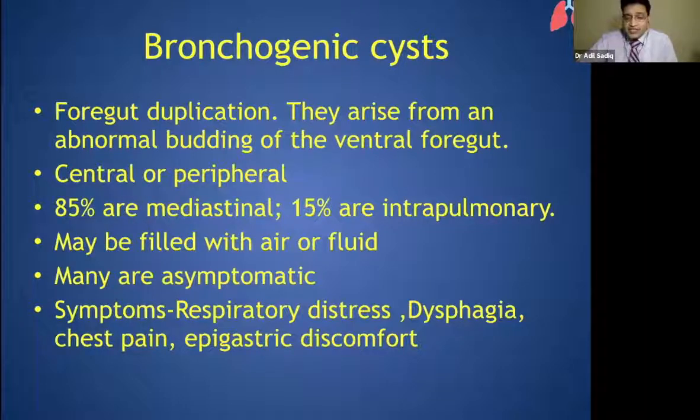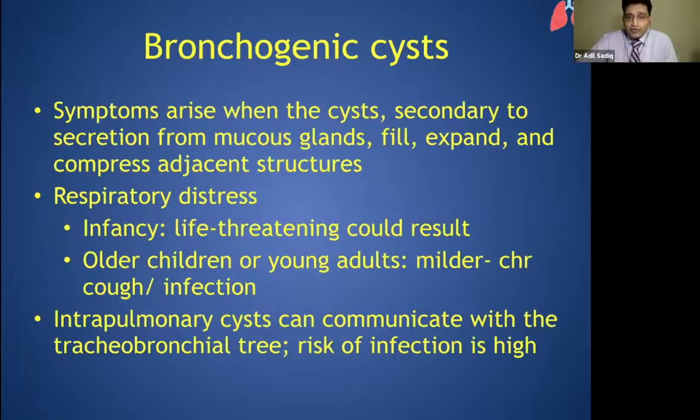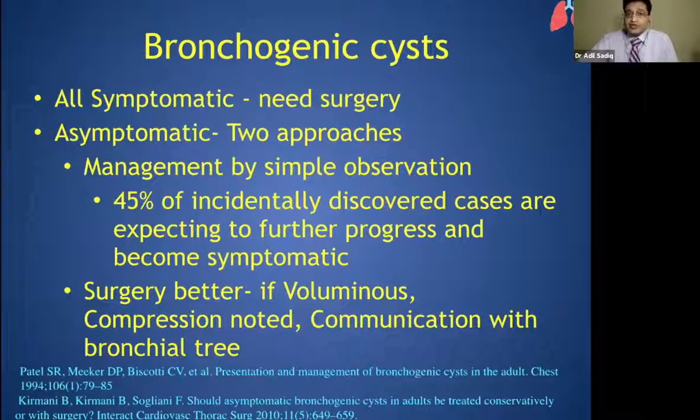Many of these bronchogenic cysts are asymptomatic, and when they do cause symptoms, it's because of respiratory distress, dysphagia, chest pain, or epigastric discomfort. When the symptoms arise, it's because the secretions from mucous glands fill and expand the cyst, and that in turn puts pressure on adjacent structures. The respiratory distress could be mild in adults, with just a simple cough or an infection sometimes, or it could be life-threatening in infancy. What's important is that these intrapulmonary cysts can sometimes communicate with the tracheobronchial tree. And when that happens, the risk of infection is pretty high.